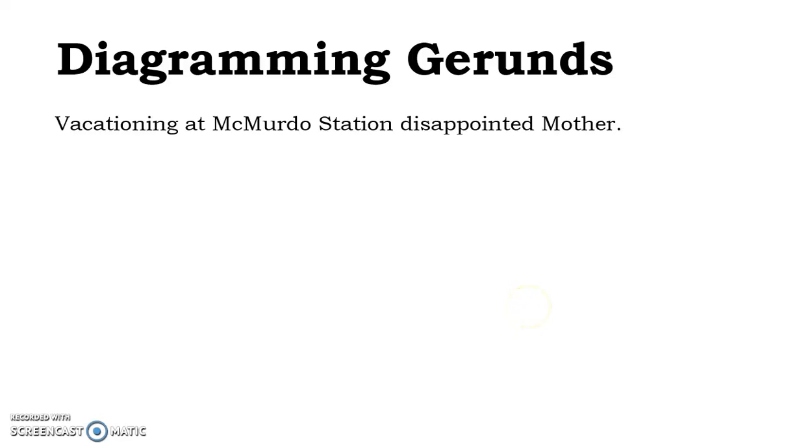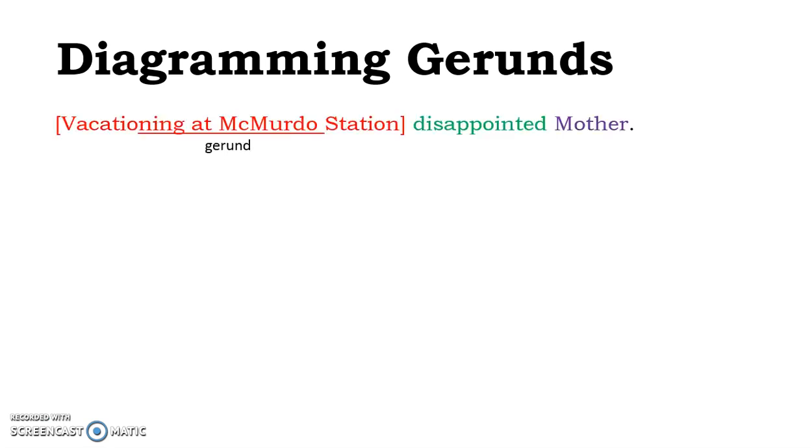Okay, here we're diagramming a gerund phrase. Vacationing at McMurdo Station, disappointed mother. Again, we know it's a gerund and a gerund phrase because we couldn't take out that whole construction and just leave disappointed mother. What's disappointing mother? We don't have a subject anymore. So it's a gerund phrase, and the gerund phrase is acting as the subject.